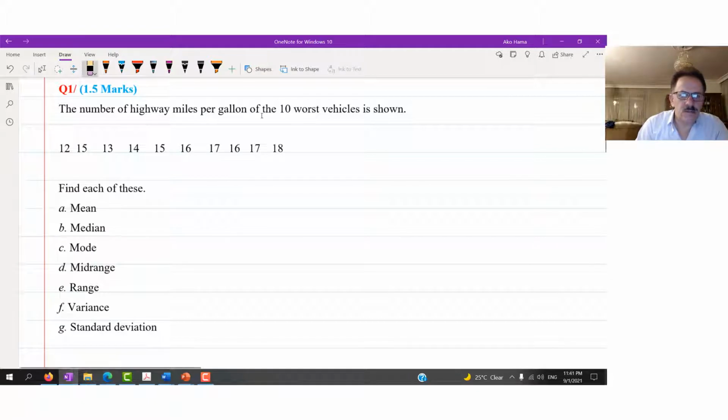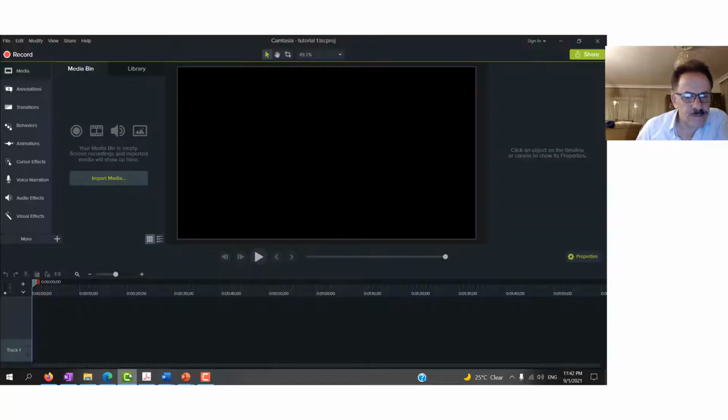The required is to find the mean, the median, the mode, the mid-range, the range, the variance and the standard deviation for these data. This is a kind of non-group data, or it can be said it's raw data. In this kind of data, we can use the data in a very simple way.